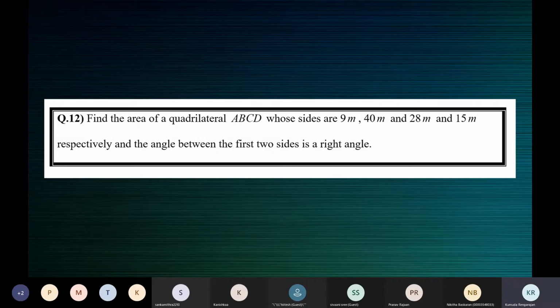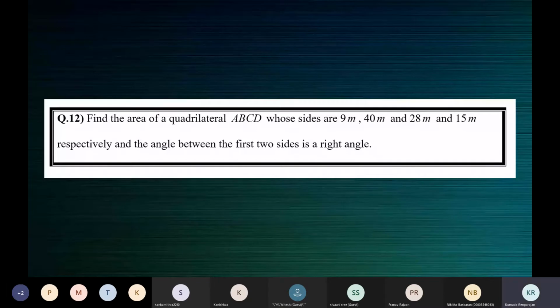The question is to find the area of the quadrilateral. To find it, we need to divide it into two triangles. We need to take up one of the two diagonals, divide the quadrilateral into two triangles, and find the area of both the triangles. Their sum will be the area of the quadrilateral.